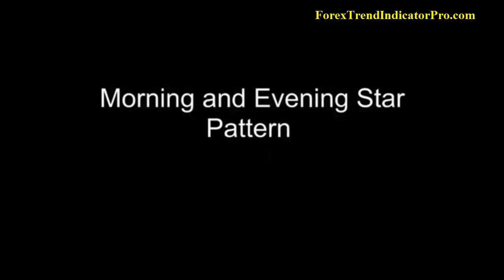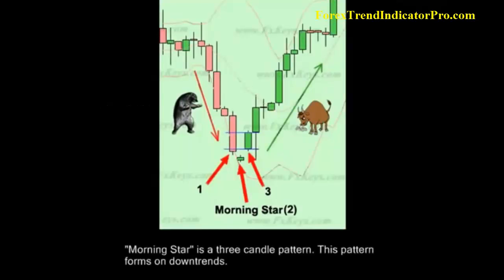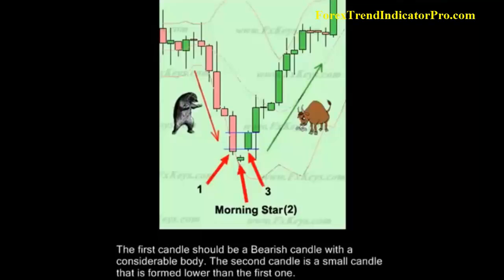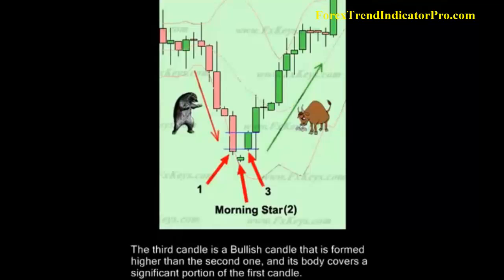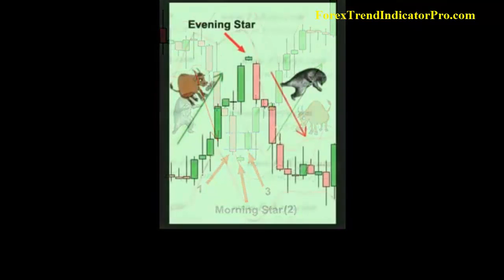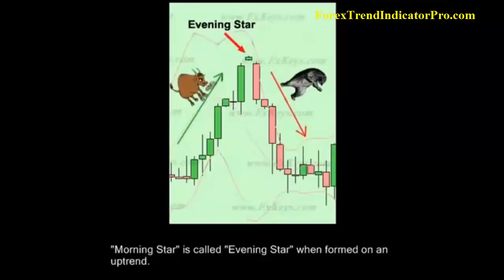Morning and evening star pattern. Morning star is a three-candle pattern. This pattern forms on downtrends. The first candle should be a bearish candle, with a considerable body. The second candle is a small candle, that is formed lower than the first one. This candle can be bearish or bullish. The third candle is a bullish candle, that is formed higher than the second one, and its body covers a significant portion of the first candle. Morning star is called evening star when formed on an uptrend.